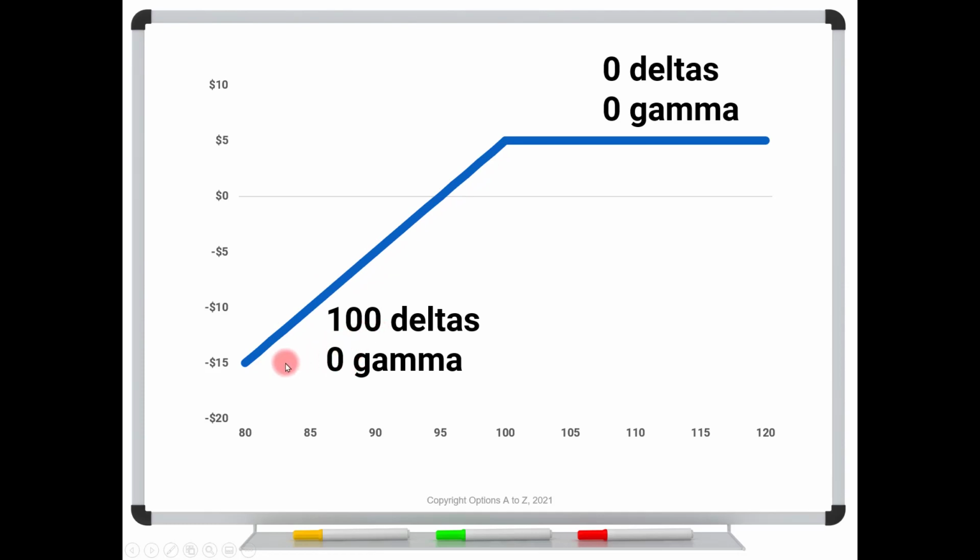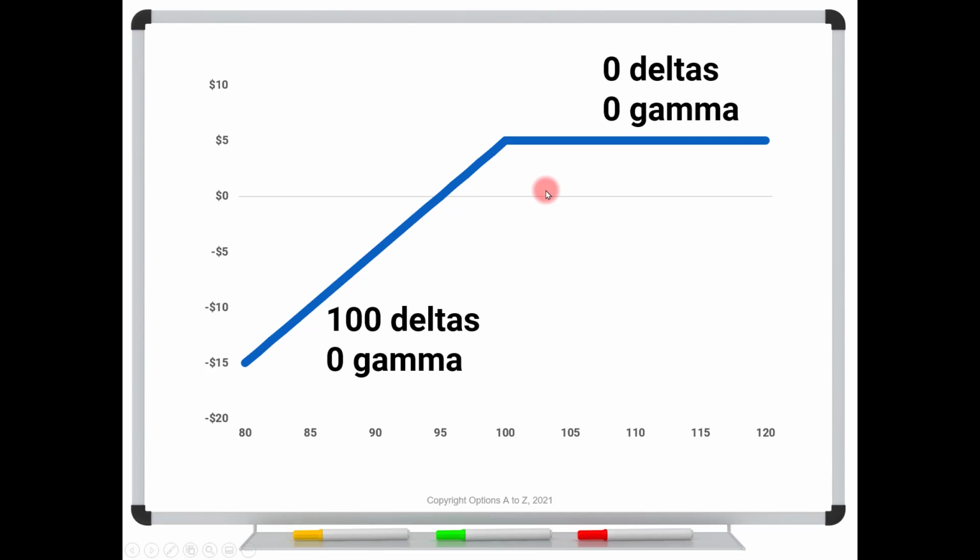But can you see what's happening if the stock price moves from the left side of the graph, starts heading up? We go from 100 deltas and eventually hit 0 deltas. We are subtracting deltas from our position. We're reducing the size of our deltas if the stock price rises. If we come in this direction, we're going from 0 to 100. So again, this is the expiration graph.